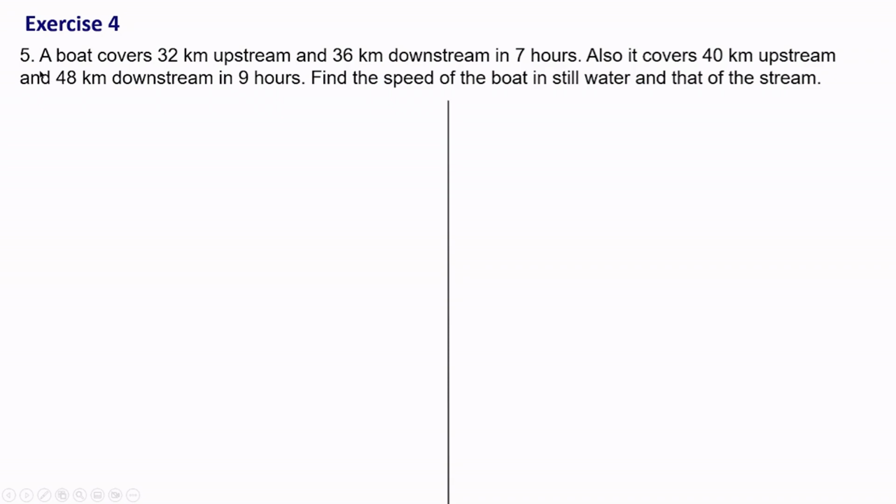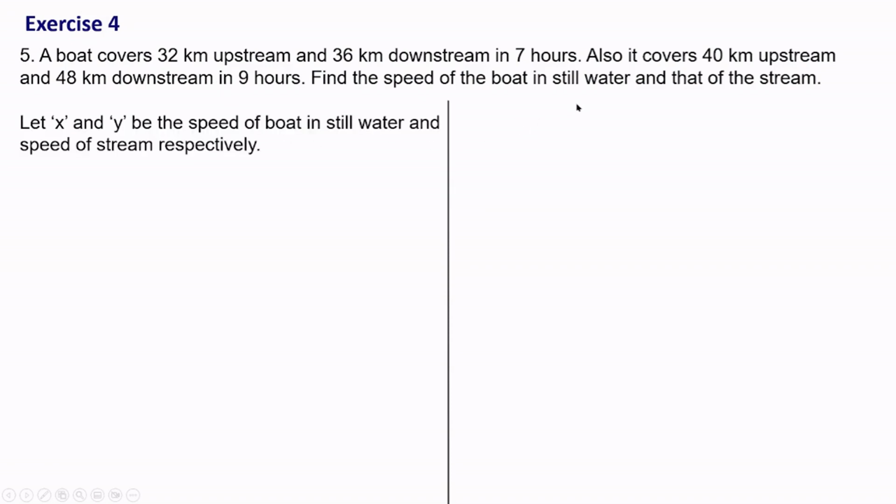The next question, a boat covers 32 km upstream and 36 km downstream in 7 hours. Also, it covers 40 km upstream and 48 km downstream in 9 hours. Find the speed of the boat in still water and that of the stream. So here we are given two situations. Using these two situations, we have to solve the equations and find the answer for x and y. So let x and y be the speed of the boat in still water and speed of the stream respectively.